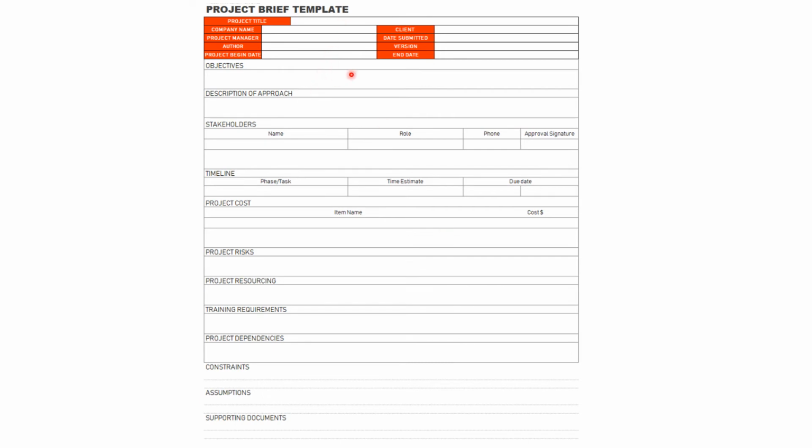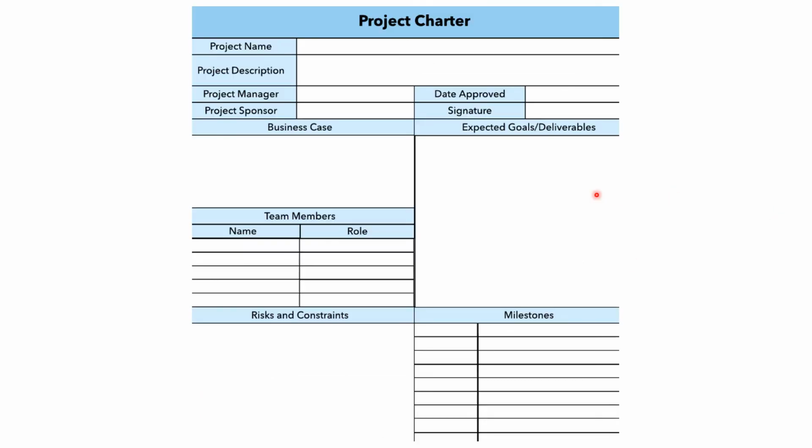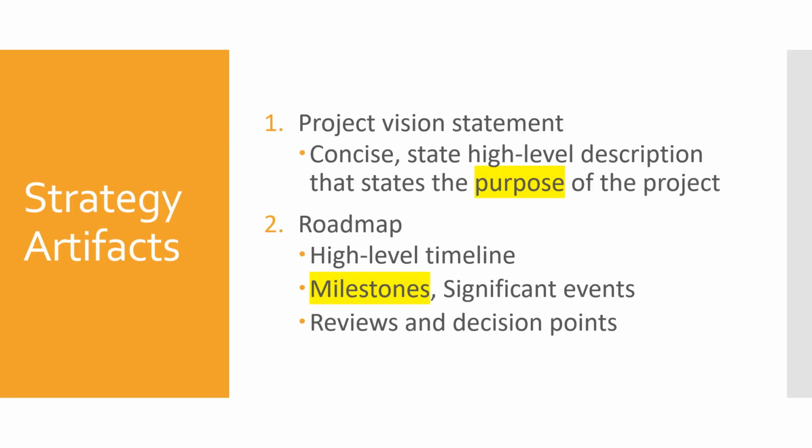So this is an example of a project brief template. It talks about objectives, stakeholders, timelines, the cost, risks, resourcing. So these are very brief points about the project. This is one of the examples of the project charter. It talks about the project name, description, who is the project manager, who is the sponsor, what is the business case, any predefined, pre-assigned team members, what are the high-level milestones, the expected goals and deliverables. Who has approved this, the signature of the sponsor, and when it got approved. Look at that, a very nice, simple project charter, very nicely done actually.